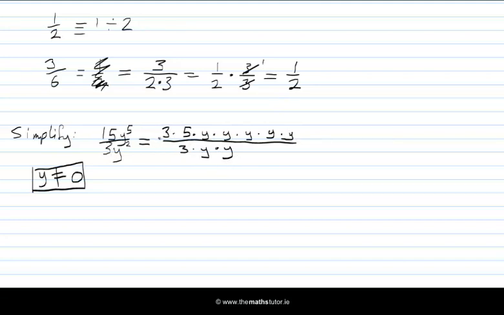So this 3 divides by this 3, or cancels with this 3. You get 1. I can divide this y by this y to get 1, and I can divide this y by this y to get 1. So what we're left with is 5 multiplied by y cubed. So we have a 5 here and 3 y's multiplied by each other.